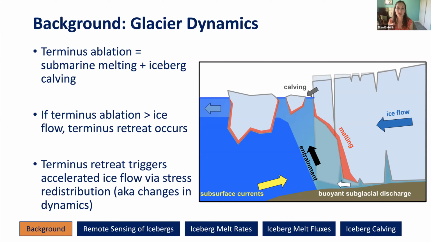important. Because if the terminus ablation is faster than the rate that ice is flowing out towards the ocean, then the glacier terminus retreats. And so the terminus retreat is really important because people always describe this as, it's like letting a cork out of a bottle. It causes the ice behind it to flow at faster speeds, it accelerates.